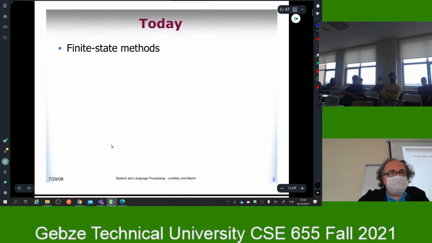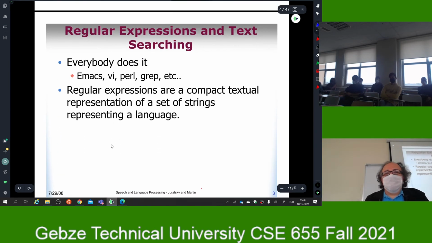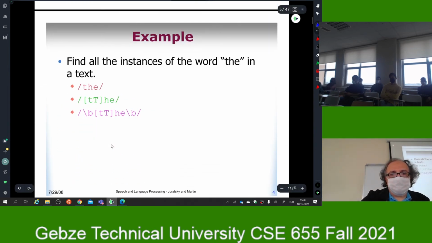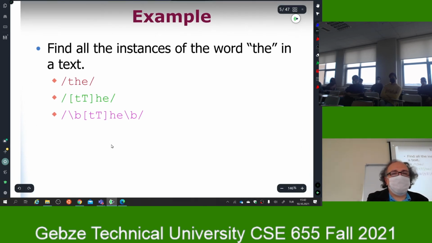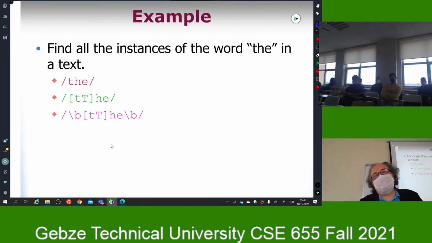Okay, finite state methods. We keep using these regular expressions for doing lots of stuff like making a search, grabbing something, etc. Here are some examples for the regular expressions. This means find me the word the. It's not the word, I shouldn't say word. Find me the occurrence of the letters T-H-E, one after the other. That's the meaning of it, right?